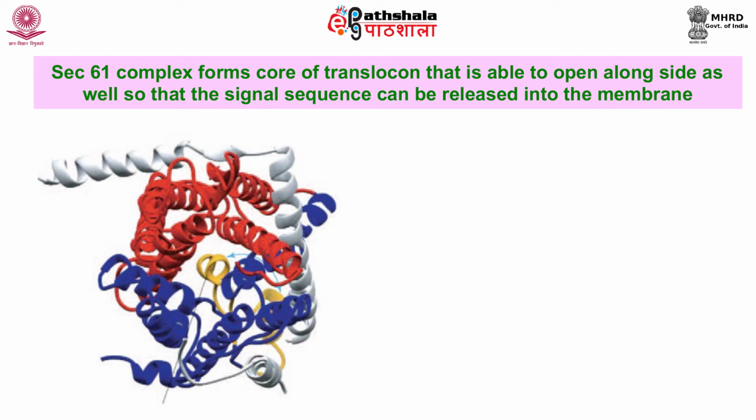You can see the structure of Sec61 complex, which is the core of the translocator. The ribbon structure is the top view of the Sec61 complex seen from the cytosol side of the membrane. It consists of 3 subunits that are highly conserved from bacteria to eukaryotic cells. The Sec61 alpha subunit is shown in blue and red. The two smaller beta and gamma subunits are shown in grey. The yellow short helix forms a plug.